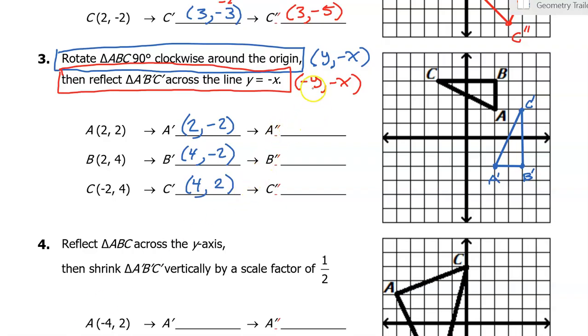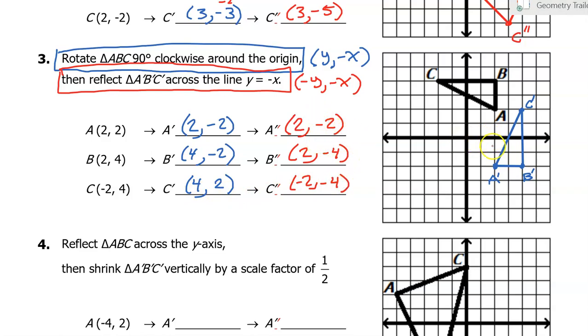So I'm using that opposite of y, opposite of x. The opposite of y is 2. The opposite of x is negative 2. The opposite of y is 2. The opposite of x is negative 4. The opposite of y is negative 2. The opposite of x is negative 4.